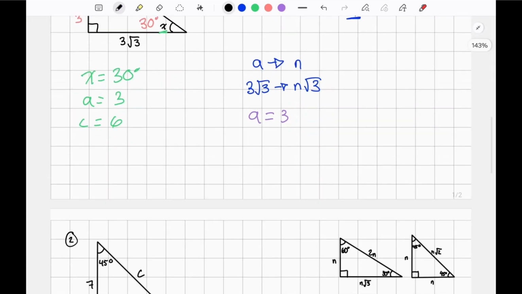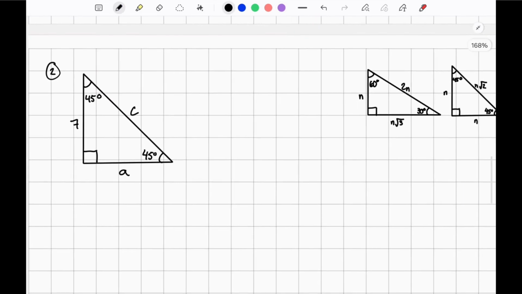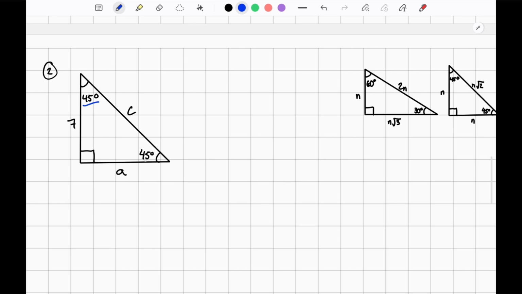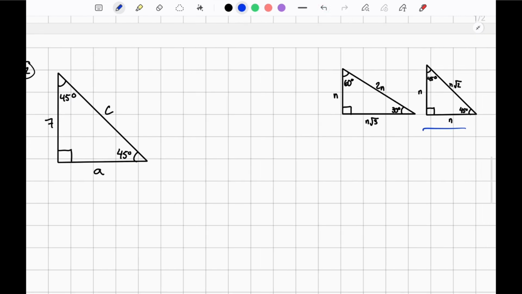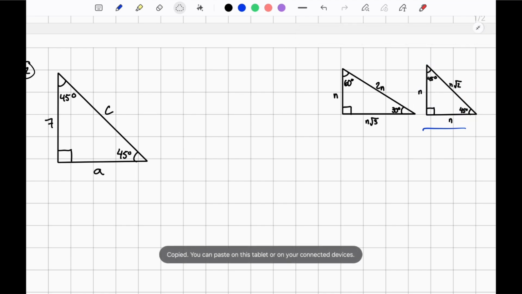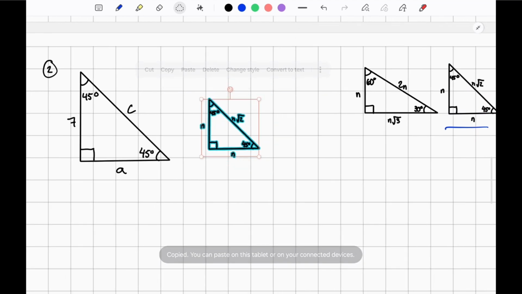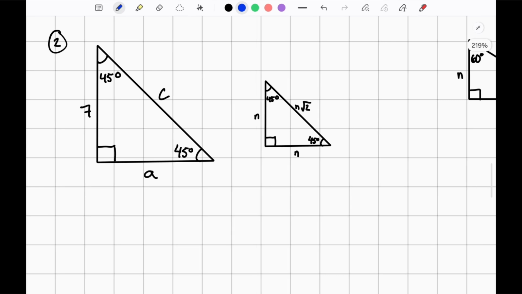Let's do problem number 2. Problem number 2 is a triangle with a 45 degree angle. So we're going to use this triangle as a reference now. I'm actually going to bring this triangle this way so you can use it as a reference. Okay. Notice this triangle has two sides that are the same. So this side and this side are the same.